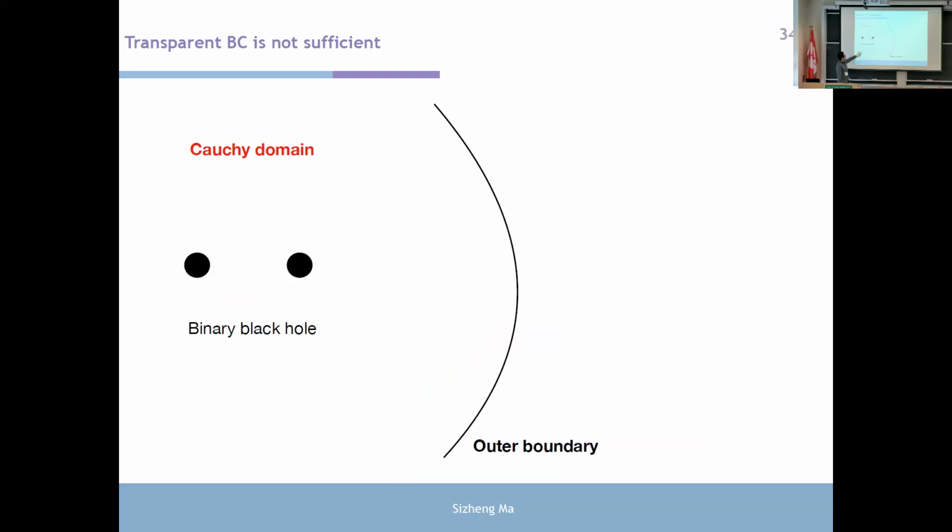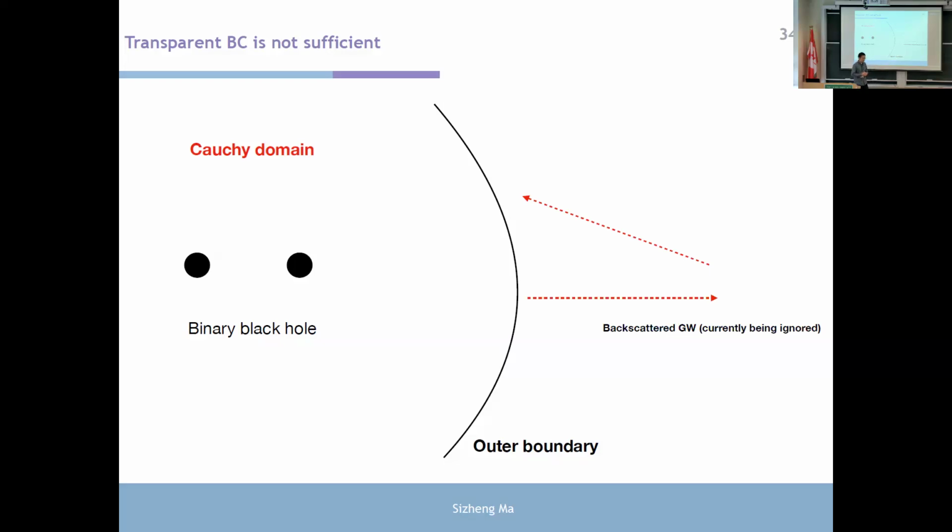Here we have a binary black hole system on the left, and this is our outer boundary. As the system evolves, it emits gravitational waves outward. Some gravitational waves that have already passed through the outer boundary can be reflected by the local spacetime curvature and re-enter the simulation domain again. Right now, this transparent boundary condition is not able to capture this backscattered effect.